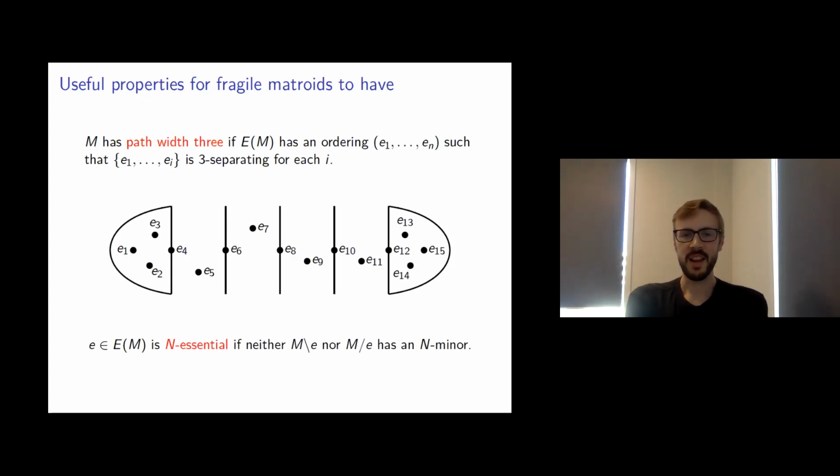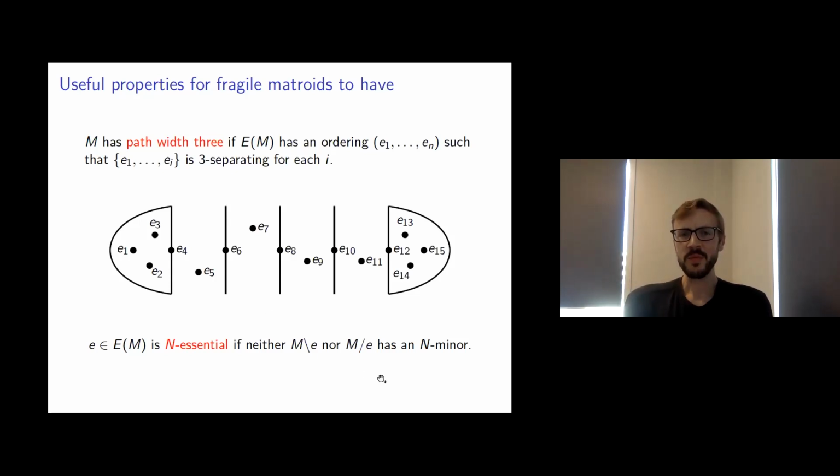Okay, so for U2,5-fragile matroids, you could easily see that they have at most 5 essential elements, since that's the size of N. But it's good for us if you can show that your class of fragile matroids has not many of these, as few as possible.